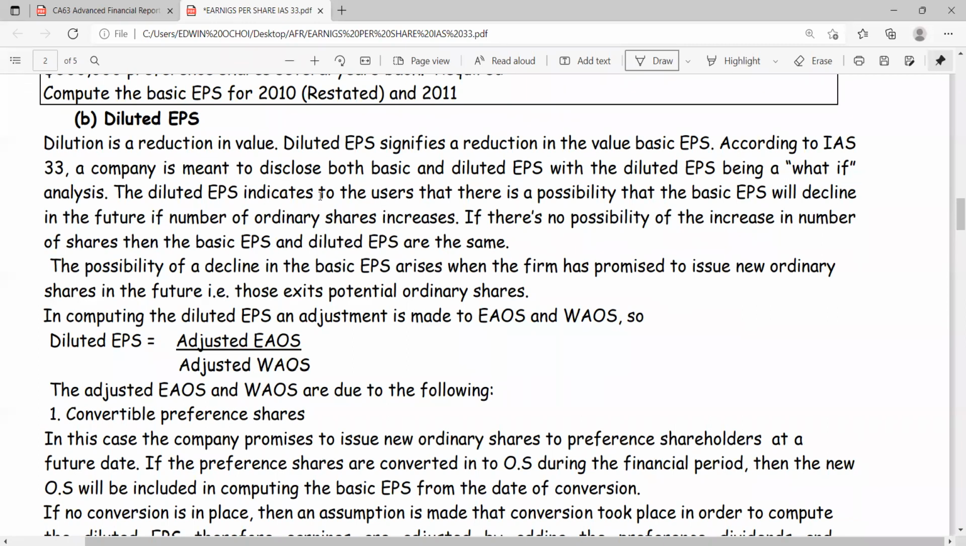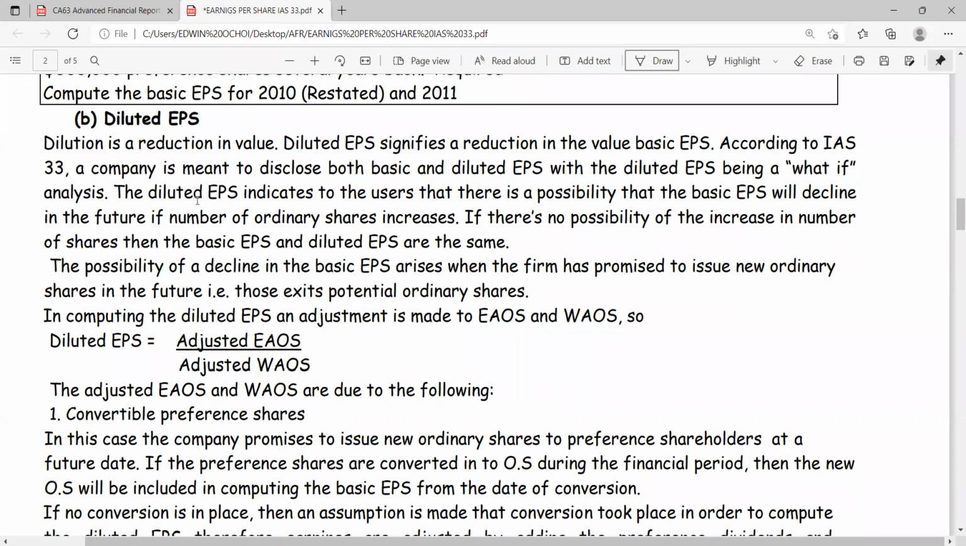The diluted EPS indicates to the users that there is a possibility that the basic EPS will decline in the future if the number of ordinary shares increases. If there is no possibility of an increase in the number of shares, then the basic EPS and diluted EPS are the same. So diluted EPS signifies a reduction in the value of the basic EPS, and it is computed on the basis of a what-if analysis.